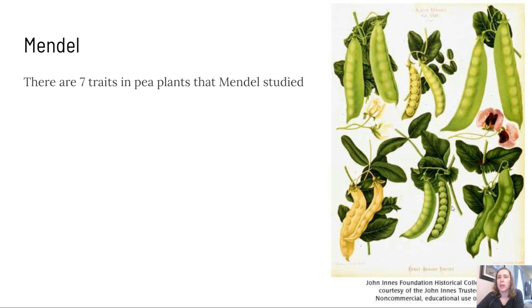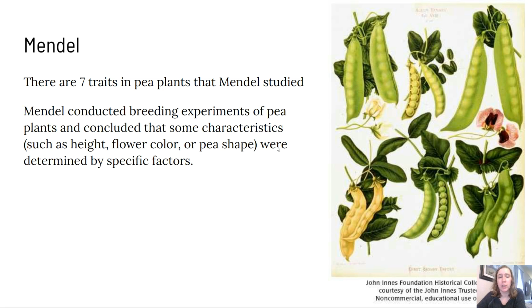He was looking at traits, such as the color of the pea plant and the shape of the pea pod, like if it was wrinkled or smooth. Seven traits in all he looked at. He conducted breeding experiments of pea plants and concluded that some characteristics, such as height, flower color, or pea shape, were determined by specific factors.